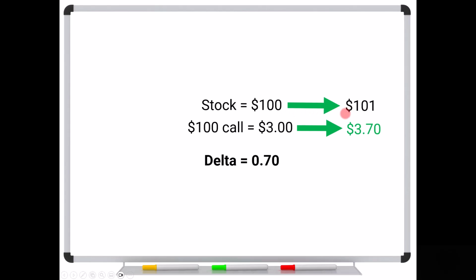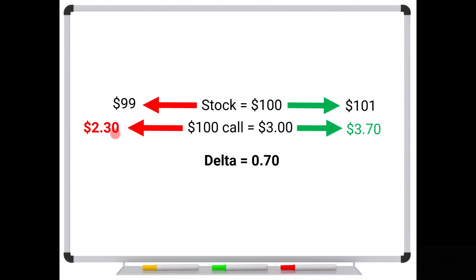Now notice, if this were shares of stock, we would pick up the full dollar because stock always has a delta of 1. But you can see here that that's not true. We only picked up 70% of that. Now, if the stock falls from 100 down to 99, same idea. You're going to lose 70% of that dollar change, or 70 cents. So we would expect that this call option would fall from 3 down to $2.30.